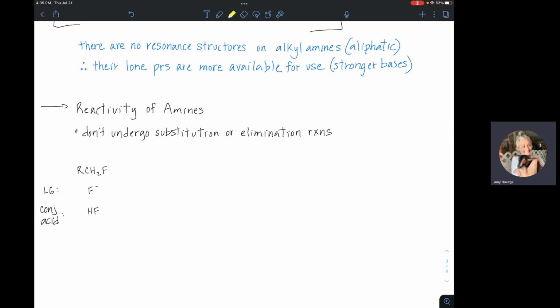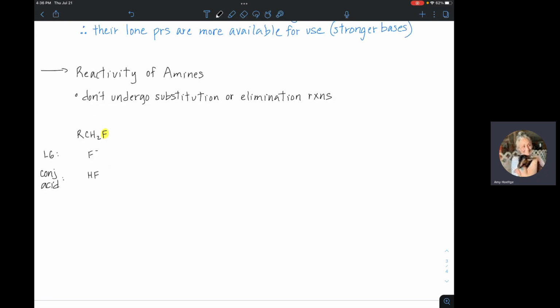So that is going to be the electron withdrawing group attached to the rest of your molecule. Fluoride is going to be the leaving group. Its conjugate acid is hydrofluoric acid. The pKa of the conjugate acid, hydrofluoric acid, is 3.2. Remember, the lower the pKa, the stronger the acid. And HF is a weak acid.